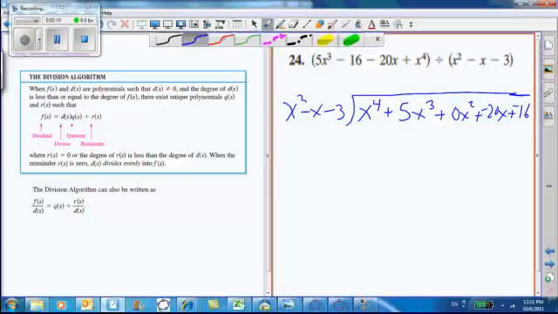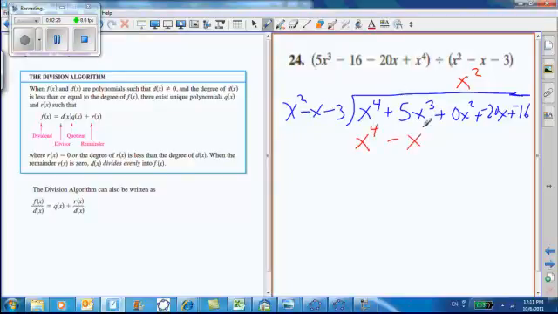So let's do this next step in red here. It's going to take x squared times x squared to get to x to the 4th. So we put an x squared here. Now you got to take that x squared into everything that you had in the divisor. So that's x to the 4th. X squared times negative x is negative x cubed. X squared times minus 3 is minus 3x squared.